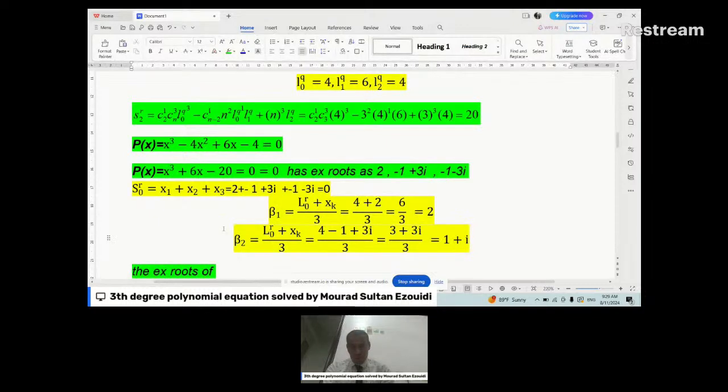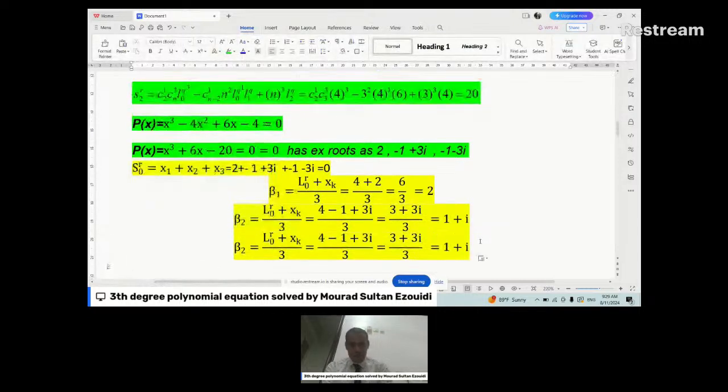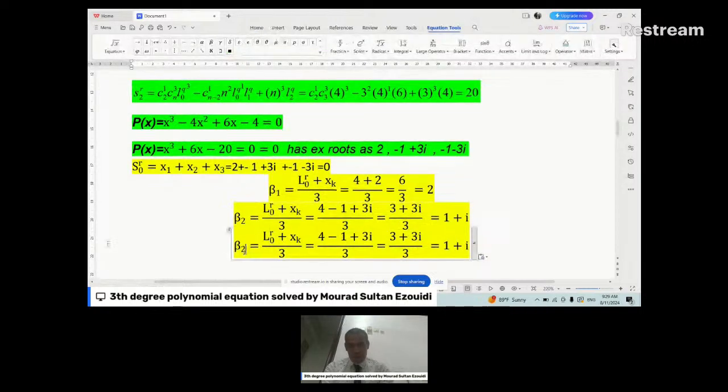For the third root of my original polynomial, I will suppose beta 3 is the third root. To be clear, this is x1, this is x2, and this is x3. Now it will be 4 plus minus 1 minus 3i, which is 3 minus 3i, divided by 3, giving 1 minus i.